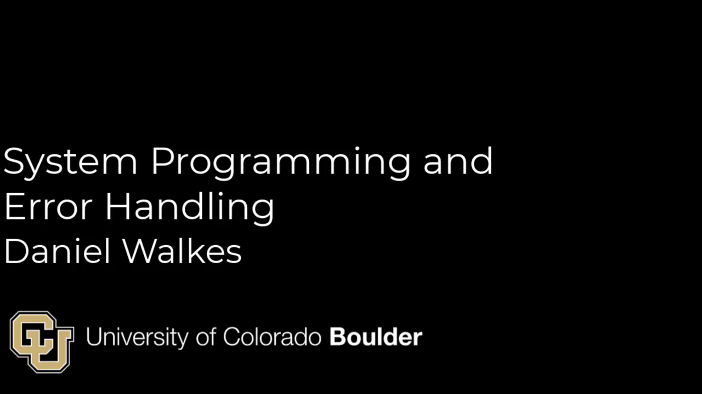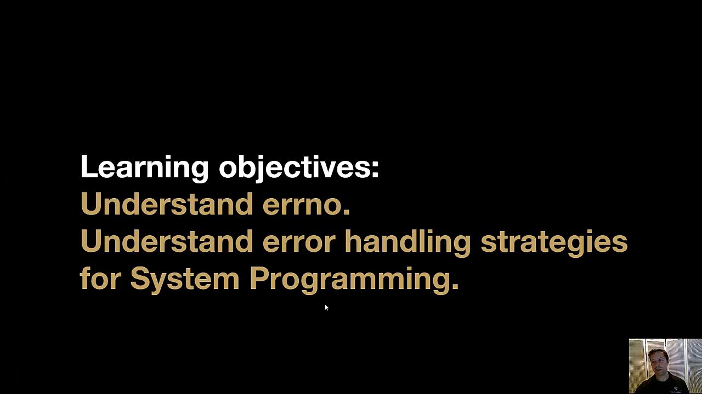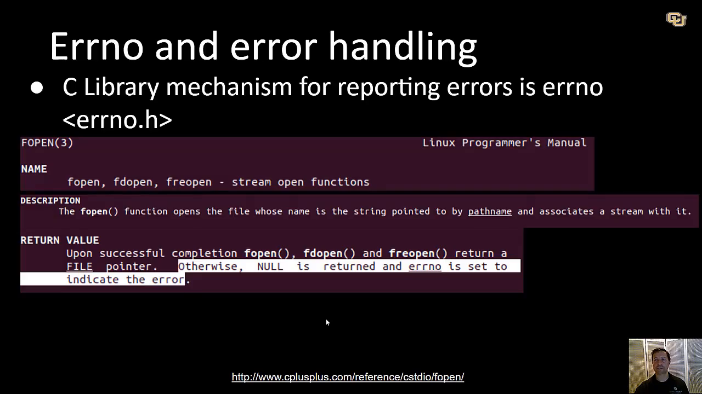So in this video, I'm going to talk about system programming and error handling. We're going to discuss errno and understand error handling strategies for system programming in Linux. The C library mechanism for reporting errors is errno, and the functions associated with it. errno access is handled through errno.h.